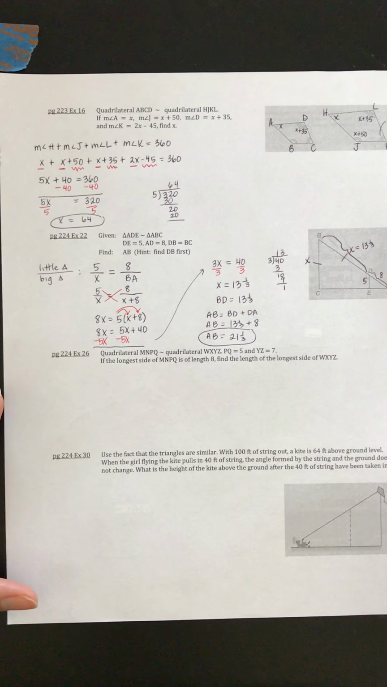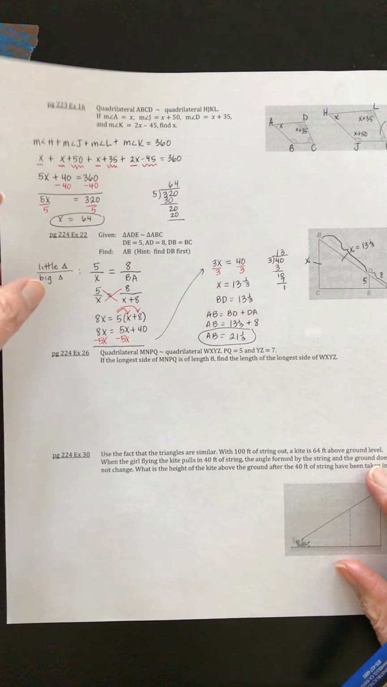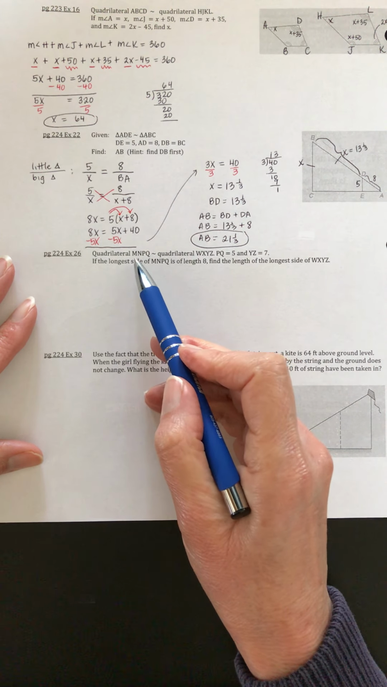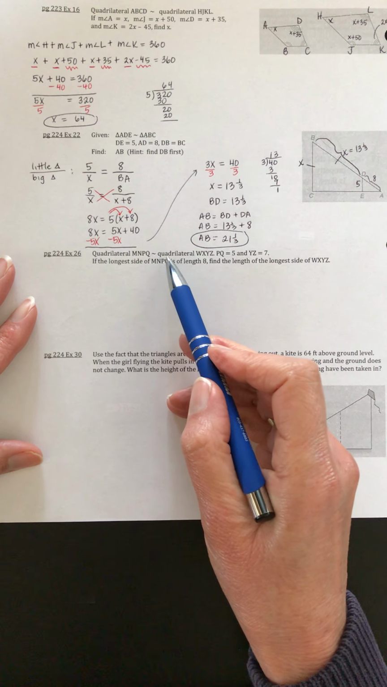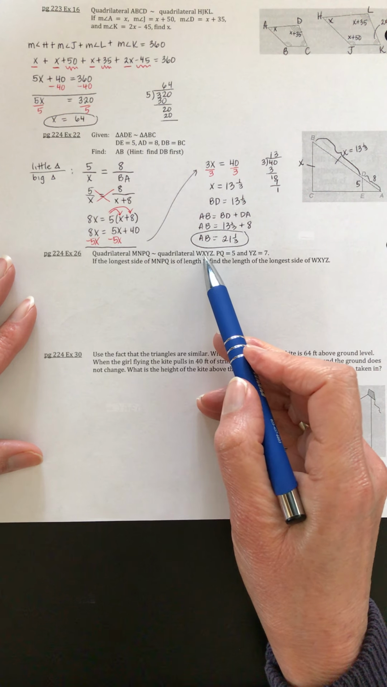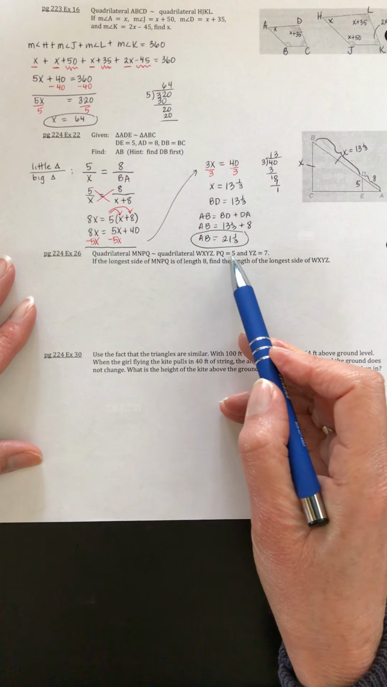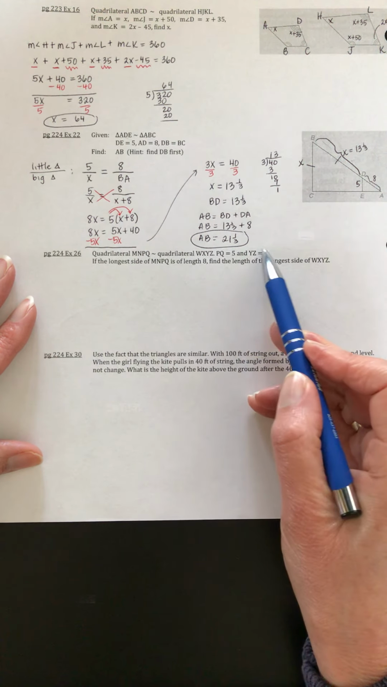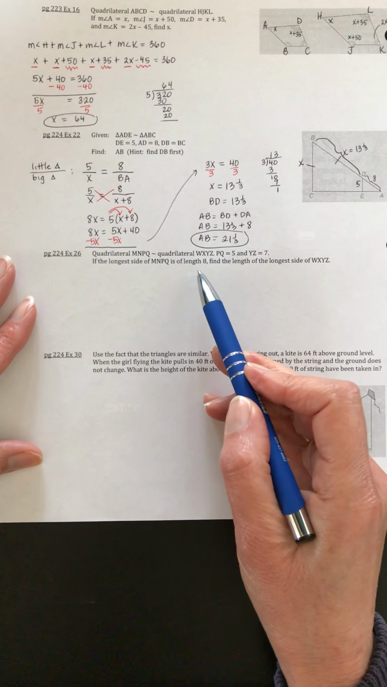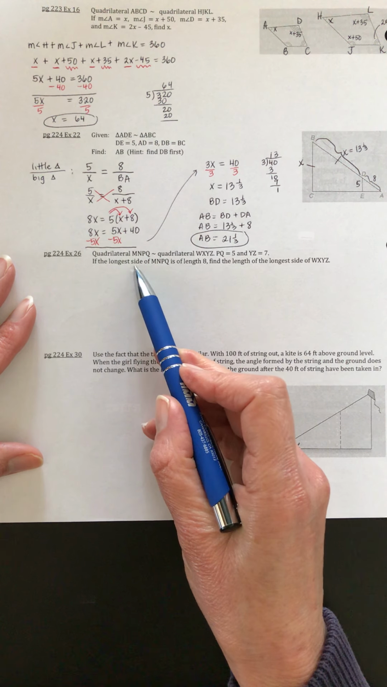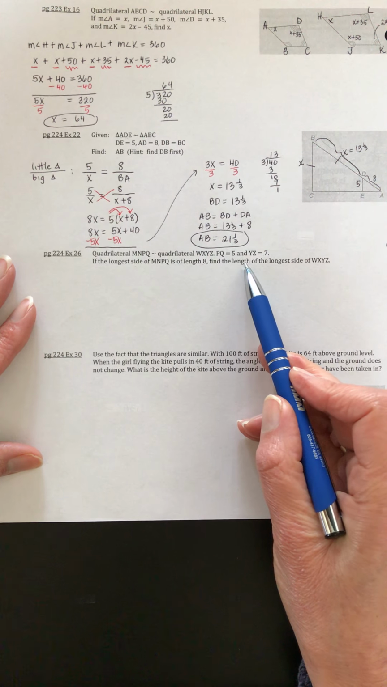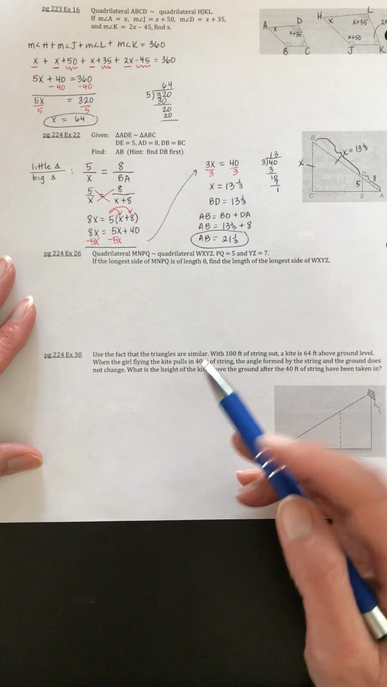All right, we are going to do the last two problems of section 5.2. So we have here that we've got quadrilateral MNPQ similar to quadrilateral WXYZ. They give us two sides. This one belongs to the first quadrilateral. This one belongs to the second quadrilateral. Then we're told that the longest side of the first is equal to 8, and we're supposed to find the longest side of the second.